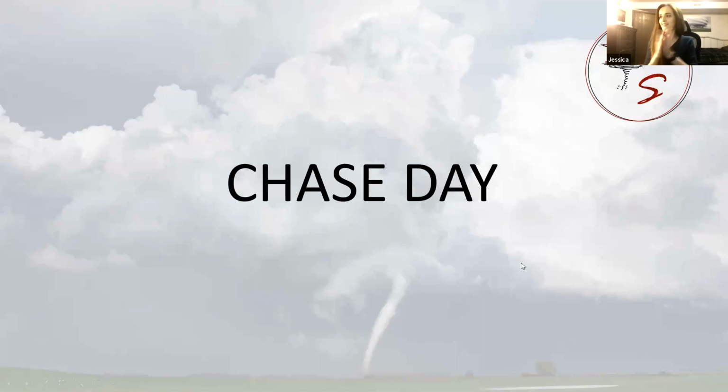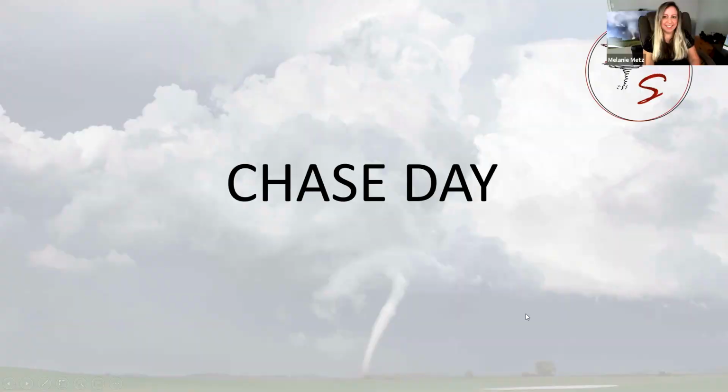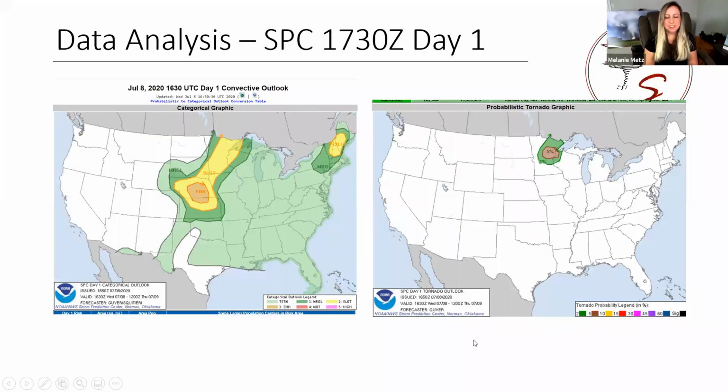Chase data, the fun stuff. Now we're going to take a look at some of the parameters and some of the things that we look at as chasers on the day we're chasing. Day one means the day of the chase, basically.